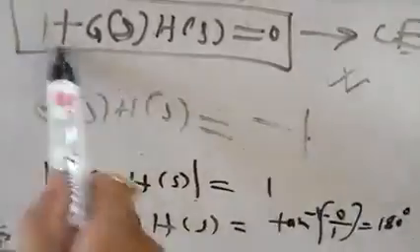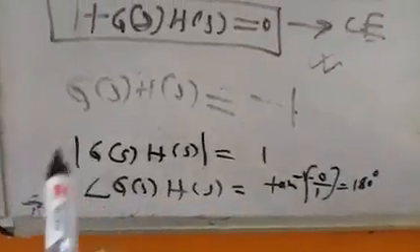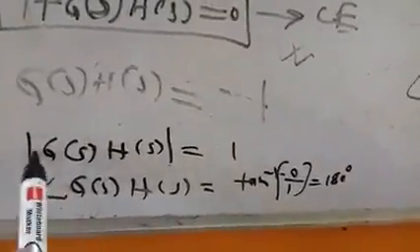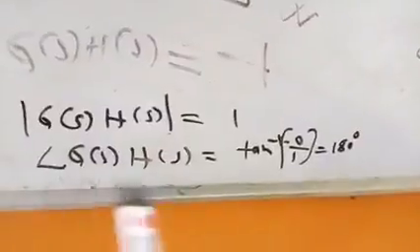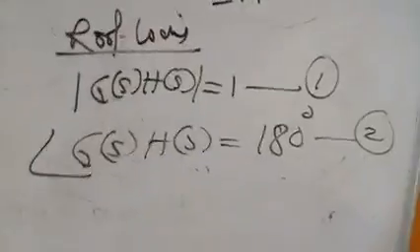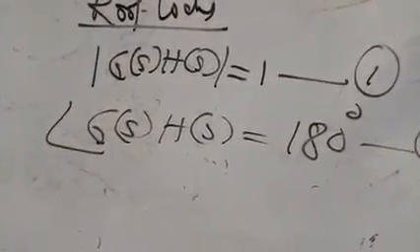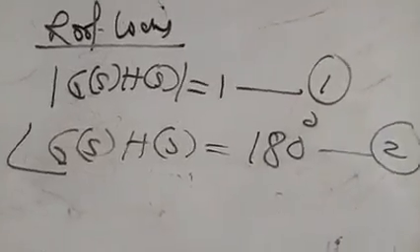Finally we determine the characteristic equation, and we get G(s)H(s) equal to -1, because the 1 goes to the right hand side. When we take the mod, the negative is converted into a positive. Finally, mod of G(s)H(s) is equal to 1 and the angle is equal to 180. So we obtain two equations: one is the magnitude equation, second is the angle equation.